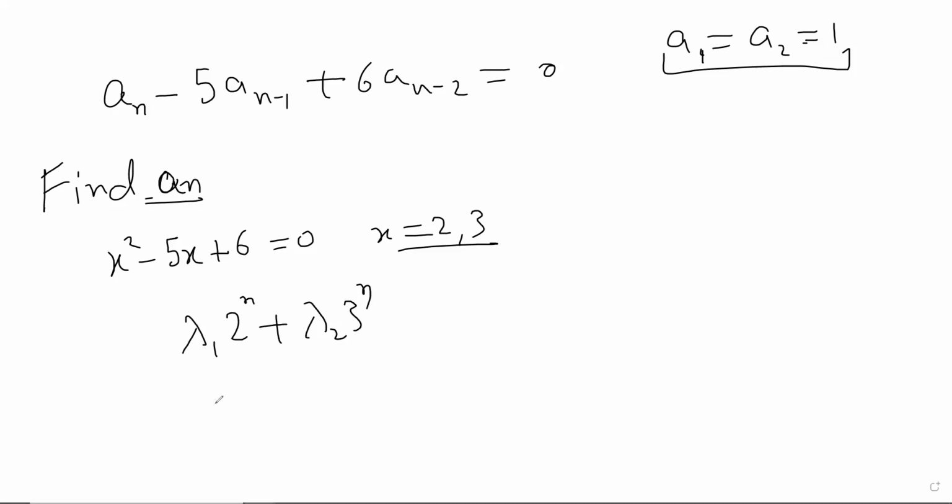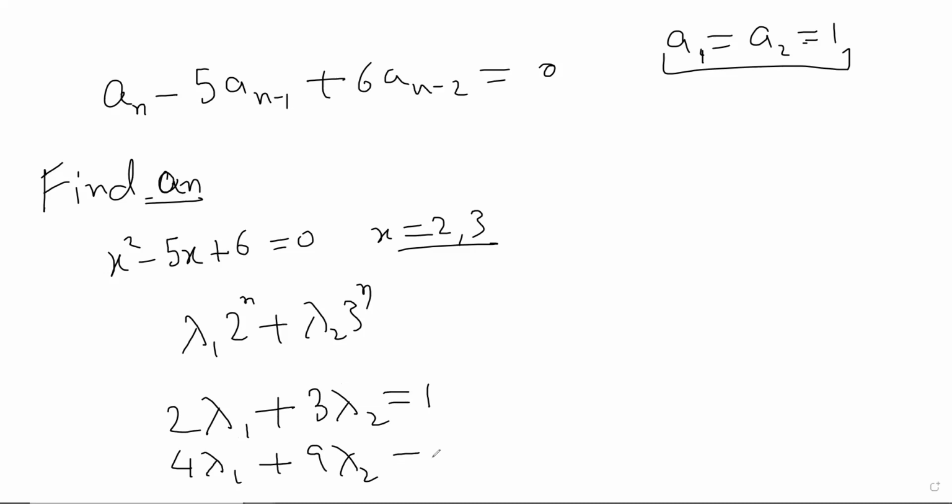This, what is lambda 1, lambda 2? We'll put n equal to 1, put n equal to 2, and find lambda 1, lambda 2. This is nothing, this is just silly. It's easy.